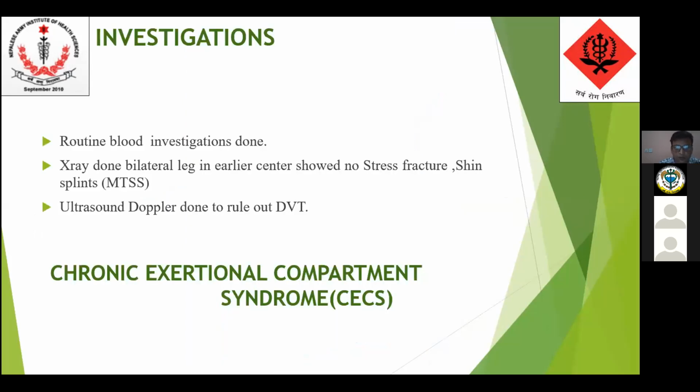After that, we investigated. Routine blood investigation was done, and X-ray was done bilaterally to rule out any stress fracture or shin splints. An ultrasound Doppler was done in emergency to rule out any DVT or any arterial cause. So initially we put the provisional diagnosis as chronic exertional compartment syndrome.